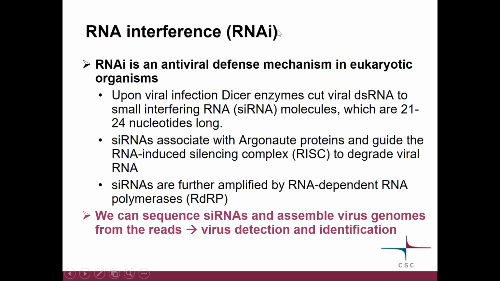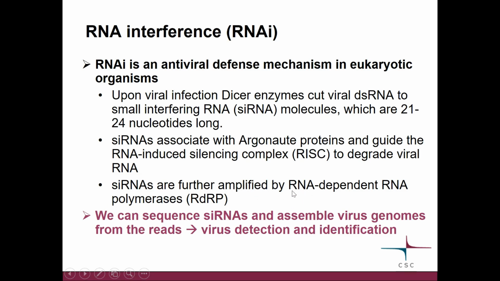So RNA interference, as you probably well know, is an antiviral defense mechanism in eukaryotic organisms. So basically, the viral double-stranded RNA molecules are cut into small interfering RNAs or siRNA molecules, which are from 21 to 24 nucleotides long, and which then target this complex to degrade the viral RNA. And there are also biological mechanisms, which actually amplify this system.